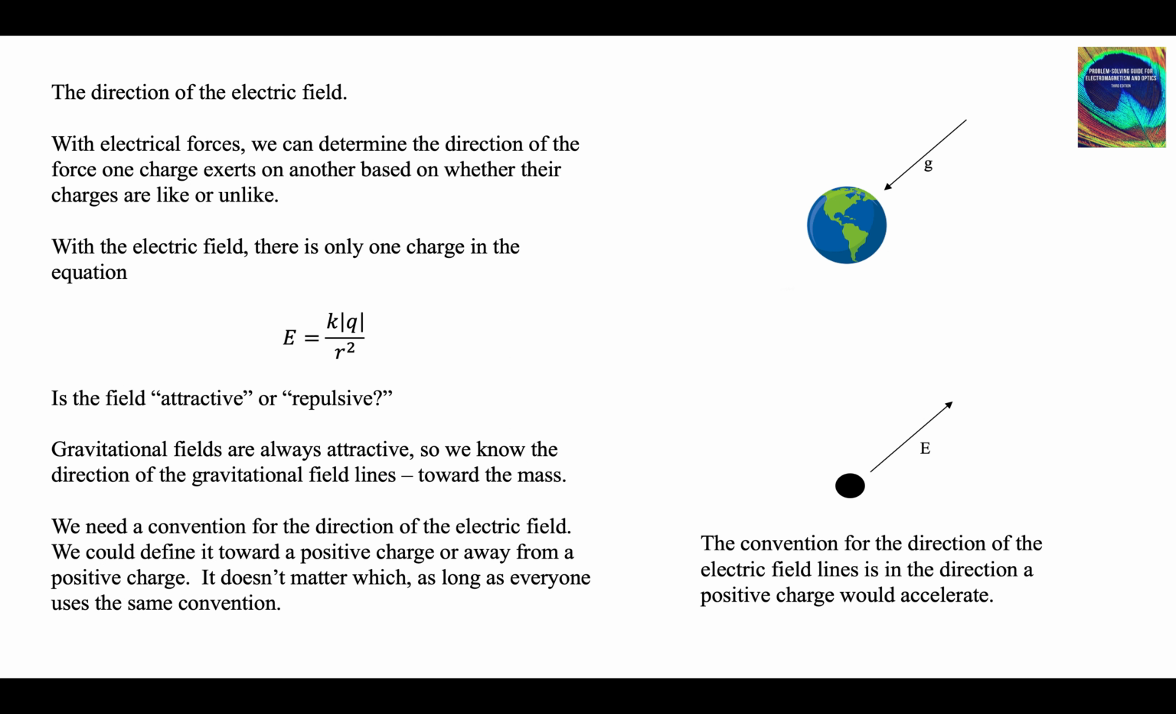The convention for the direction of the electric field lines is the direction a positive charge would accelerate. So if this is a positive charge, the field it produces is away from it. If we put a positive charge there and let it go, it's going to accelerate away. And it's just a convention. Electric field lines are in the direction a positive charge would accelerate.